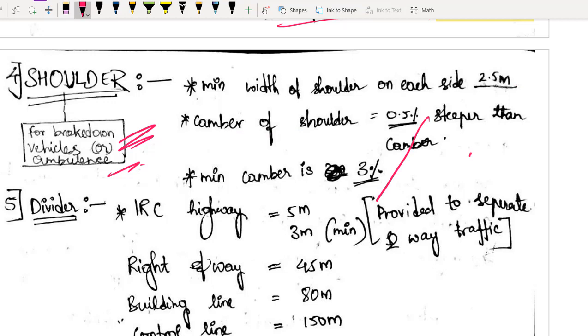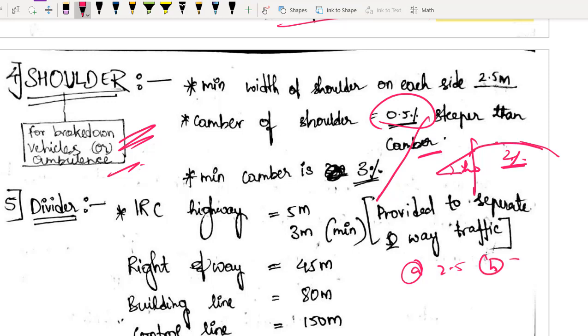So a question comes, high bituminous type, what is the minimum? 2%, right? In a heavy rainfall type it was 2%. Now a question will come, what should be the camber, the cross slope? What should be the camber for shoulder? This is your shoulder path, and what should be your camber? I have told you it is 0.5% steeper than camber, right? So obviously you will say, sir, without any problem, this is 2%, so my shoulder should be 2.5%. People do it like this, and make mistakes like this. There will be 4 options: 2.5%, 3%, some 3.5%, none of the above.